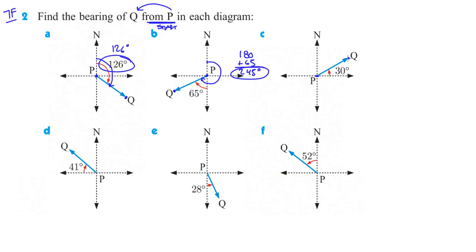So here's P, here's Q. We start here and go clockwise until we hit that point. What does this angle right here have to be? Well, what's a quarter of a circle? Half a circle is 180, so a quarter is 90. So that'd be 90.